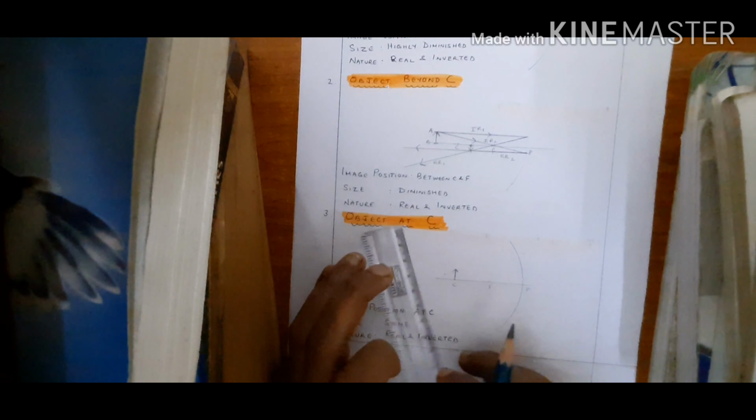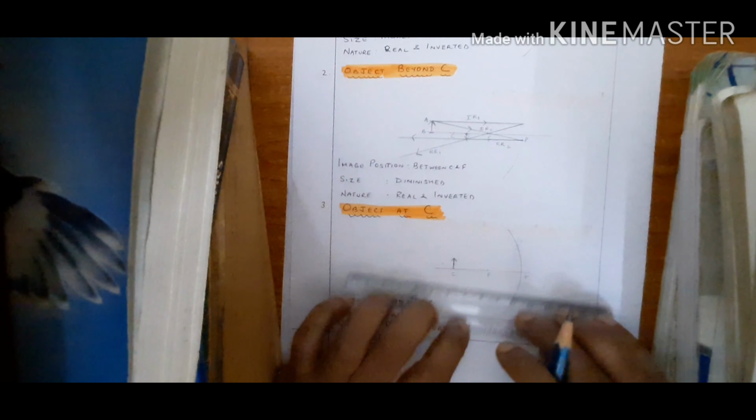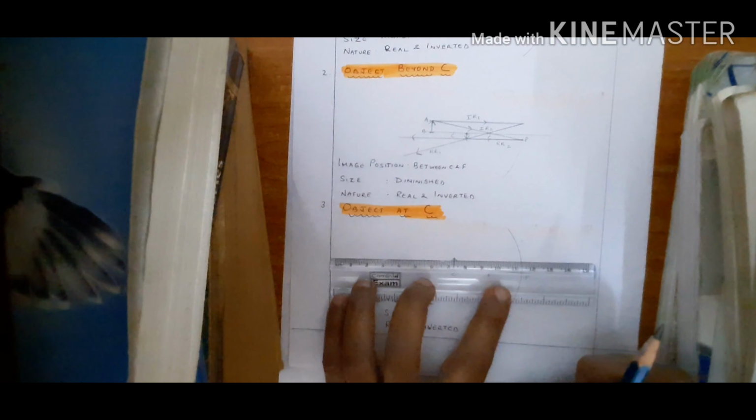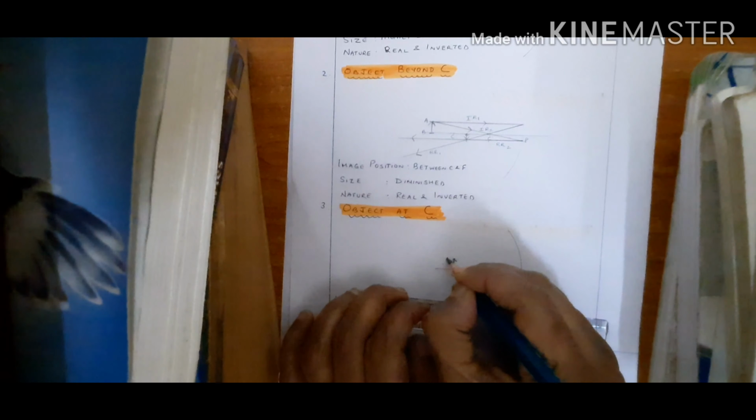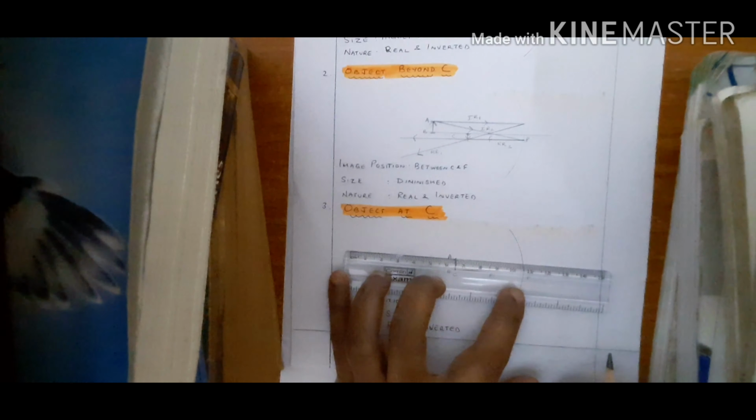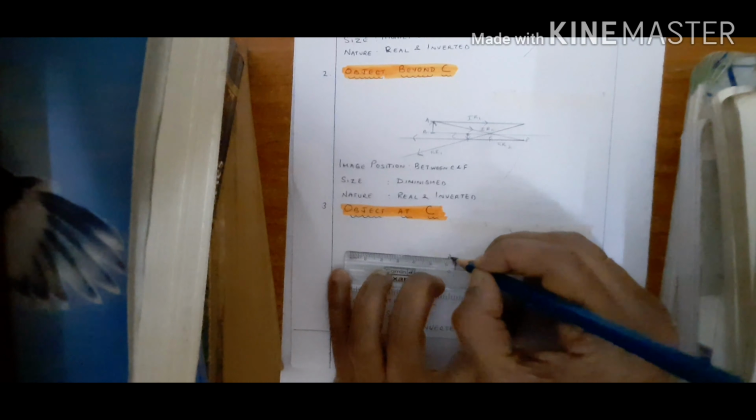Now what I am going to do is draw the first ray again. I will draw it coming from the top part of the object and hitting the mirror. So I take the first ray parallel to the principal axis. After reflection, you will find that this ray passes through the focus.